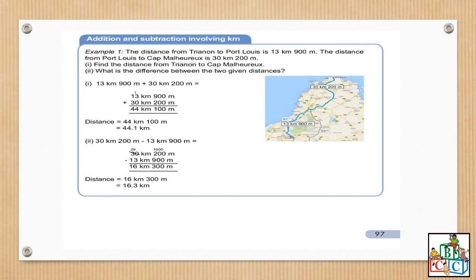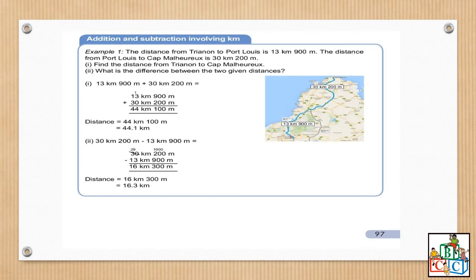Now let us see number 2. What is the difference? When you see the word difference, you will know that it is subtraction. Difference between the two given distances. You take the greater number first, 30 kilometers 200 meters minus 13 kilometers 900 meters. Now take a look. 200 meters, you cannot subtract 900 meters from 200.